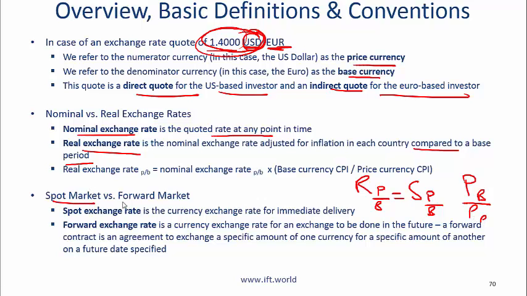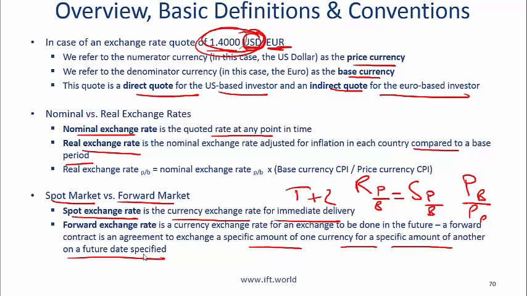Spot market versus forward market. The spot exchange rate is the currency exchange rate for either immediate delivery or T+2. The forward exchange rate is a currency exchange rate for an exchange to be done in the future. A forward contract is an agreement to exchange a specific amount of one currency for a specific amount of another on a future date.